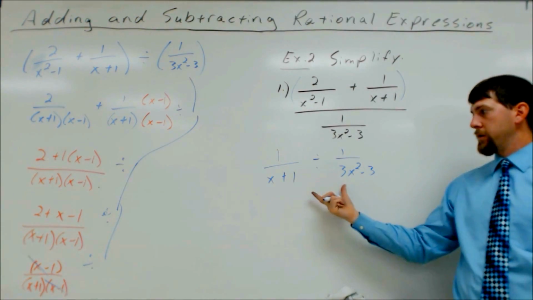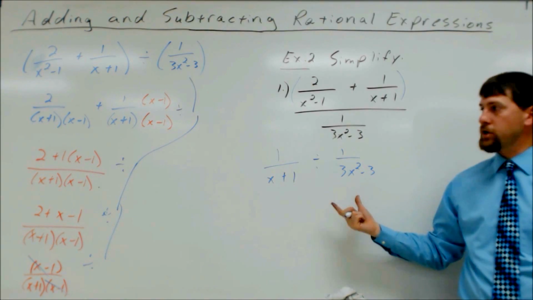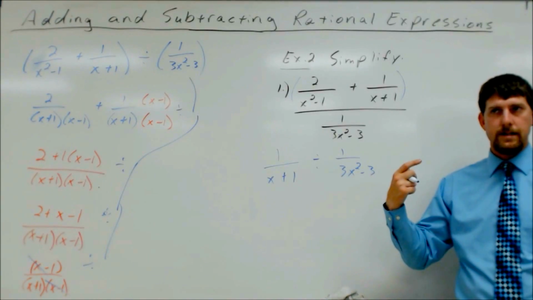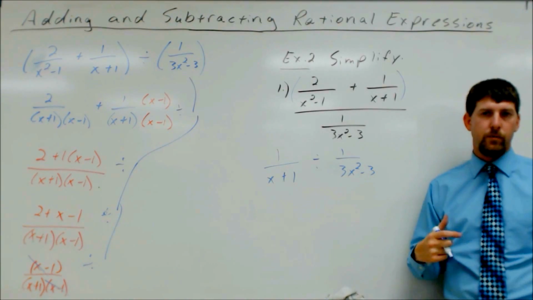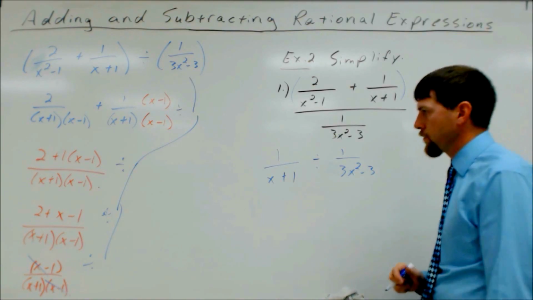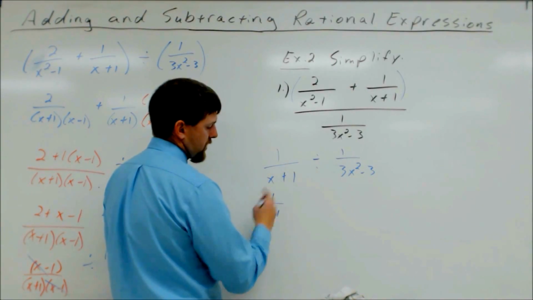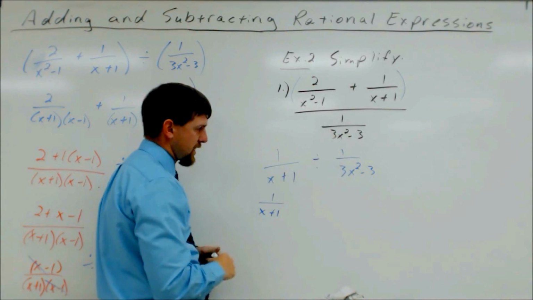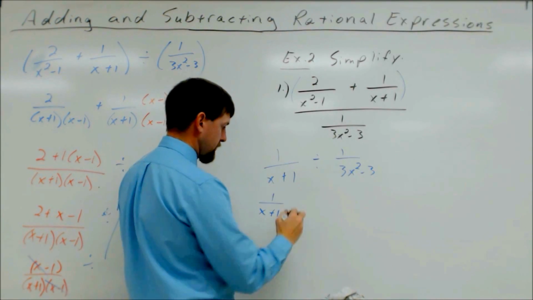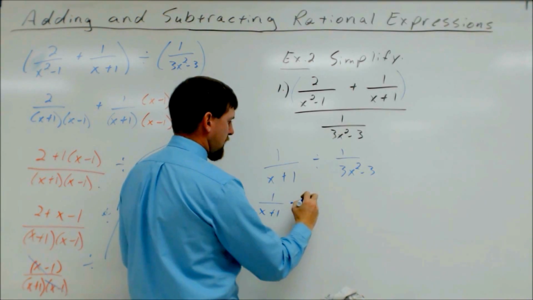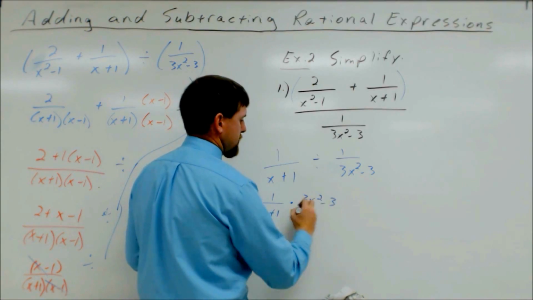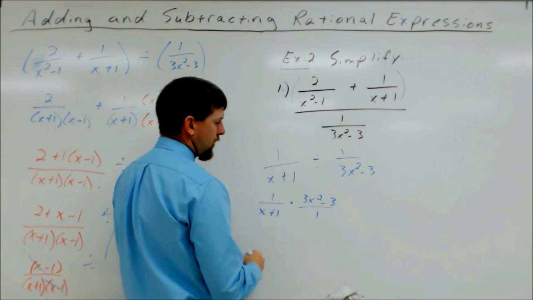Now we know now that I have fraction divided by fraction, I can go in and just change it to multiply by reciprocal when we follow our multiplication rules. So 1 over x plus 1 stays where it's at because we're dividing by the second one, so we're reciprocating the second one. Times 3x squared minus 3 over 1.